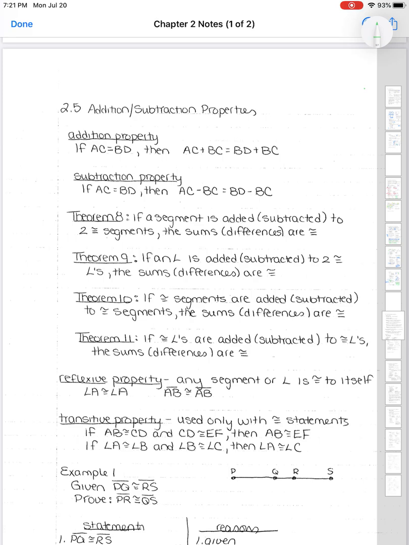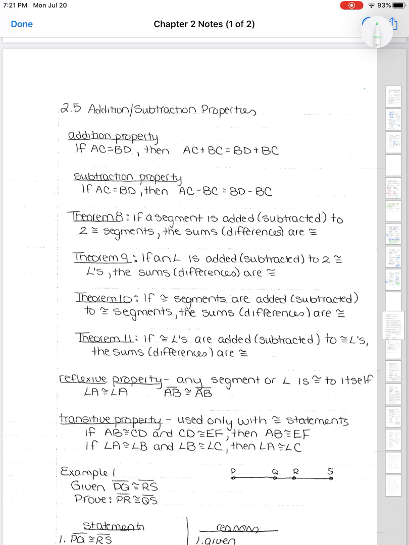What I would do is specify segment addition or angle addition and segment subtraction and angle subtraction, just to be on the safe side. But again, you do not need to write theorems 8, 9, 10, and 11 out. They are just longer ways of writing out the addition or the subtraction property.